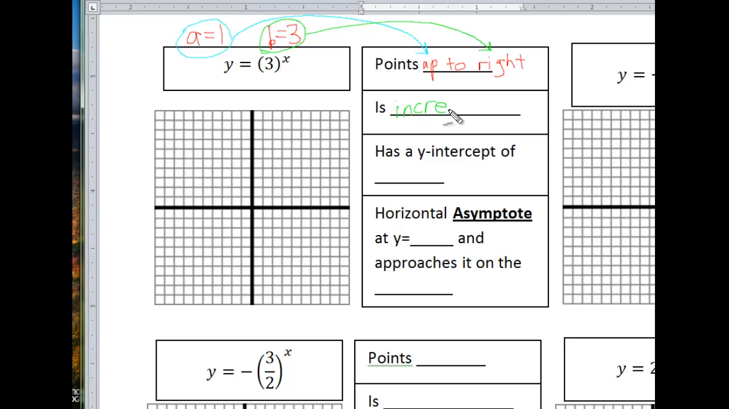Now, we have to be careful. Just because it says up doesn't mean increasing. Just because it says to the right doesn't mean it's increasing. If it's going down to the right, it's decreasing. If it's going up to the left, it's decreasing. So we have to really think through what these are talking about. The y-intercept is always a. So y equals 1. Why is y 1? Because a is 1.